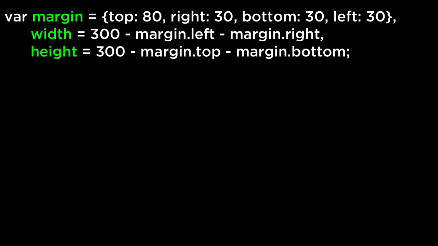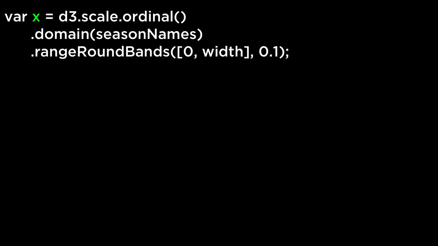Next, we will define the SVG viewport and the inner drawing space. We use the D3 margin convention. We leave extra room at the top for the chart legend, which will detail which color belongs to which fruit. Next, we define the X scale as a D3 ordinal scale. The domain is the array of 4 season names. The range is the width of the inner drawing space. This scale will convert a season into a number on the x-axis that corresponds to the range round bands.